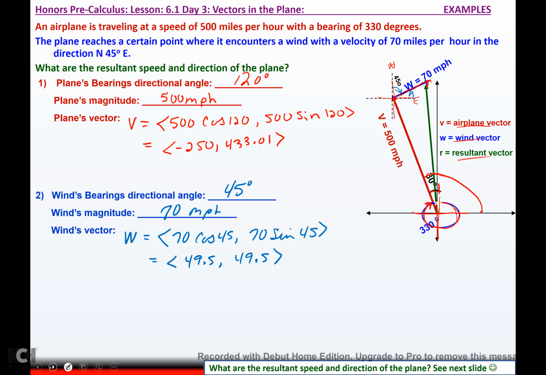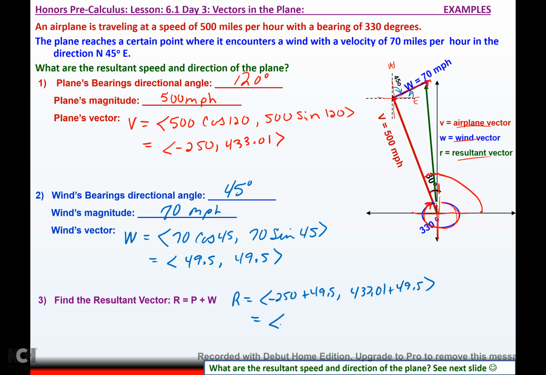Alright, so after we find the plane and the wind, then we got to find the resultant vector, which means we're going to add them up. So my R is going to be negative 250 plus 49.5 and 433.01 plus 49.5, which gives me a vector of negative 200.5 comma 482.51. Okay, so we've got the resultant vector.